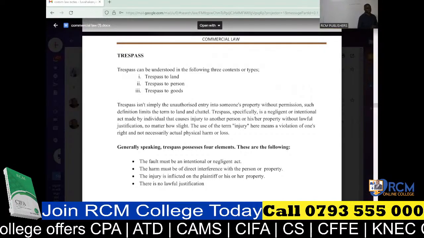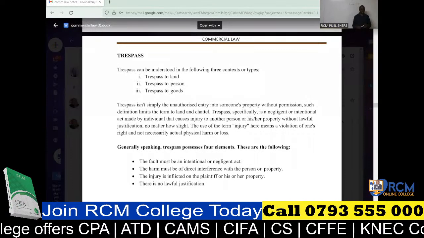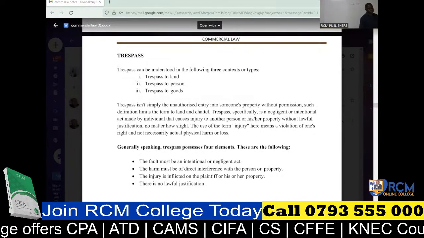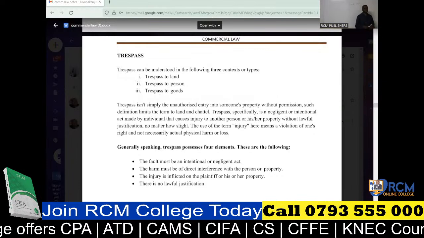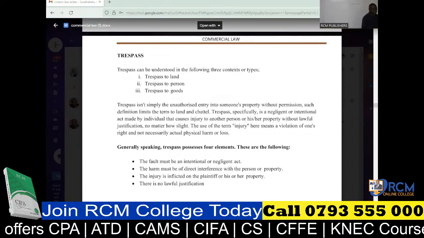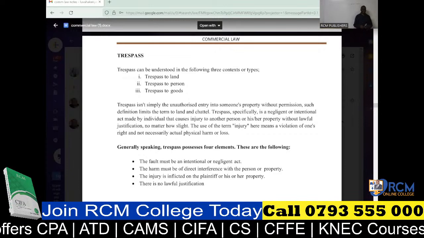Land. So for example, if you trespass on your neighbor's property without being authorized, that is trespass to land. Then there is trespass to persons, for example, battery. If you end up injuring a person, you're going to look at that. Then also trespass to goods.